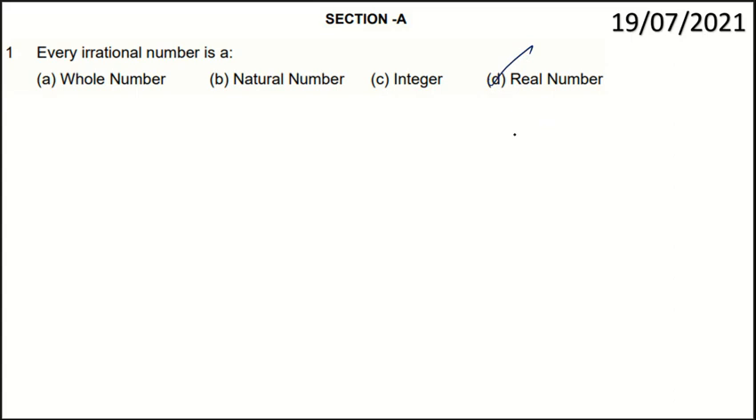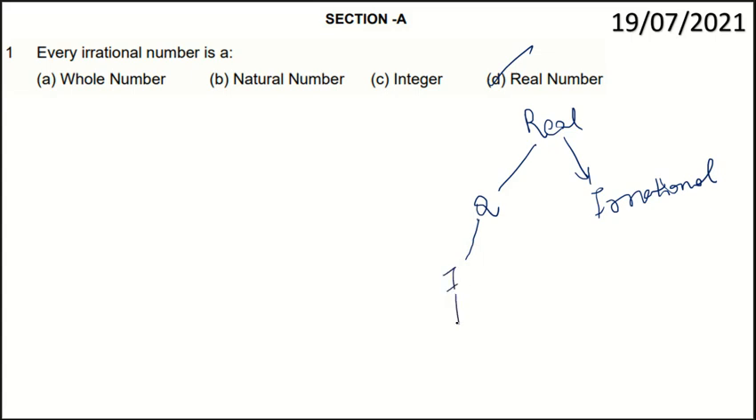You know, the real number set is subdivided into rationals and irrationals. In rationals we will have integers coming in, whole numbers coming in, and natural numbers coming in, whereas every irrational number is a real number, and cannot be a rational, integer or natural number. So, the right option is D.